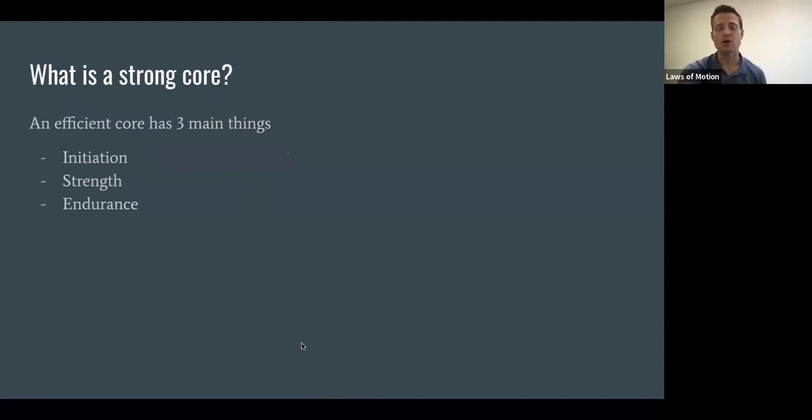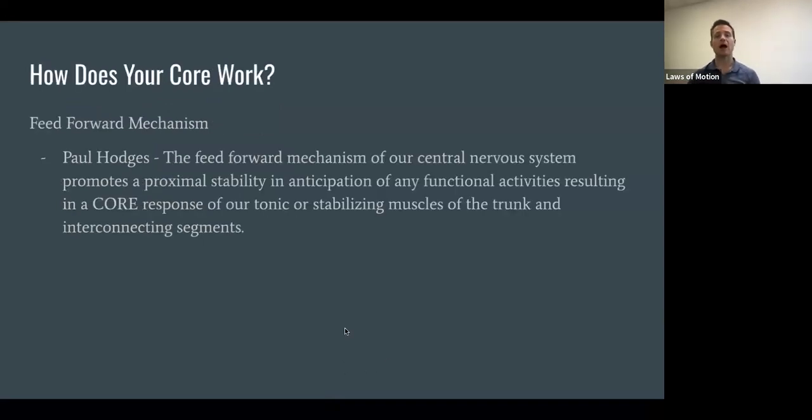So what is a strong core? We've kind of alluded to that a little bit. An efficient core has three main things. It has proper initiation, it has strength, and it has endurance. So what do I mean by some of that? Initiation: if I come to push on you, how well does your core fire right away? Does it engage right away as soon as you get pushed? Are you stable, or do you get kind of pushed back? Our core should work as a feed-forward mechanism.